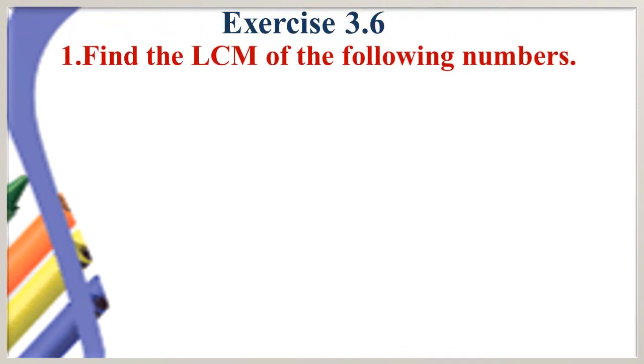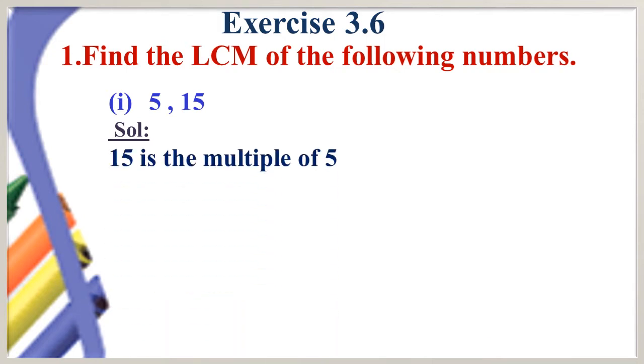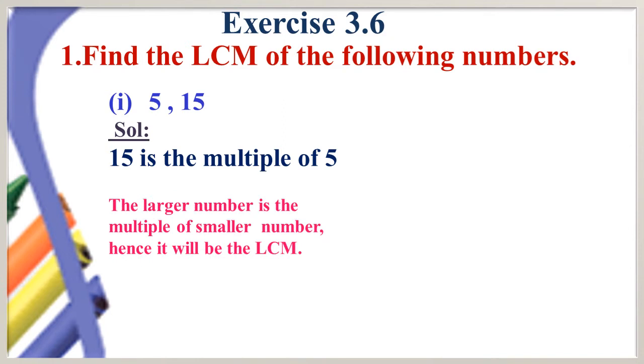Let us see exercise problem. First sum, find the LCM of the following numbers. The given numbers are 5 and 15. Here the greatest number is 15. The smallest number is 5. Here 15 is the multiple of 5. So we already know if the larger number is the multiple of the smaller number, then it will be the LCM. Hence LCM of 5 and 15 is 15.